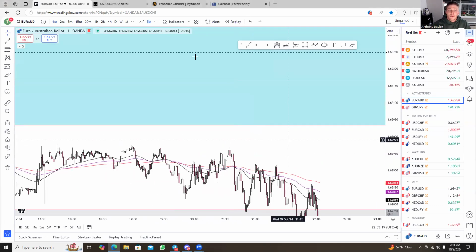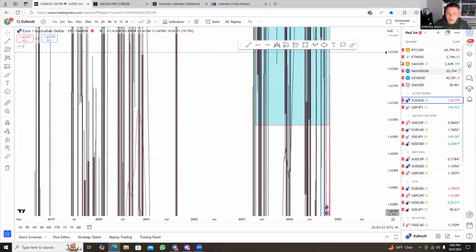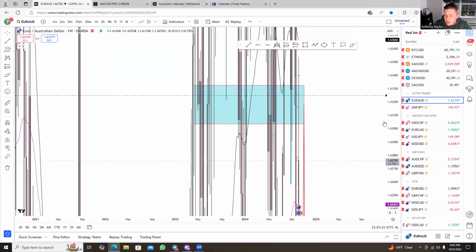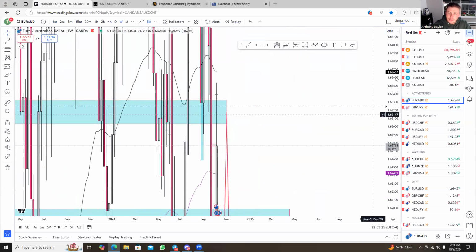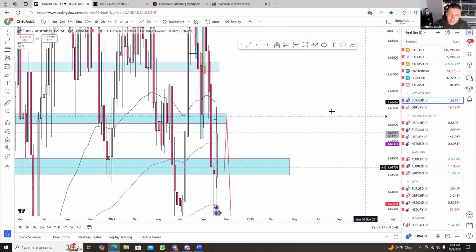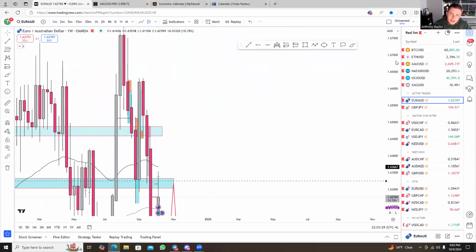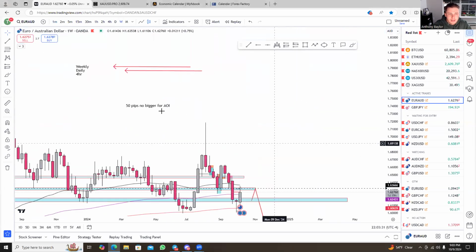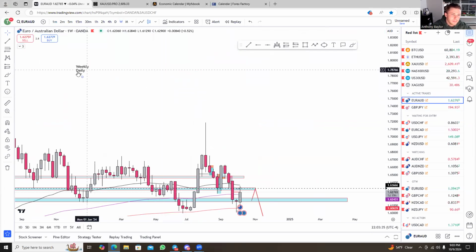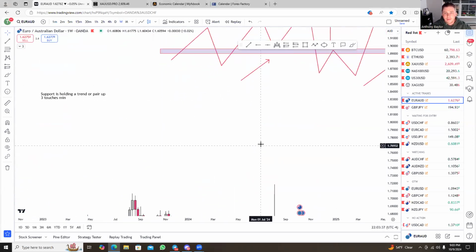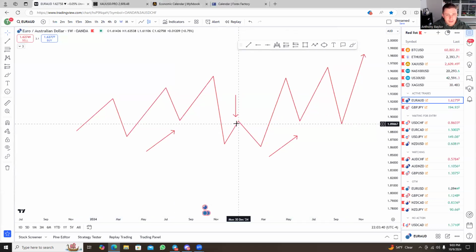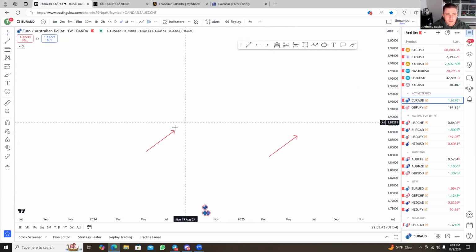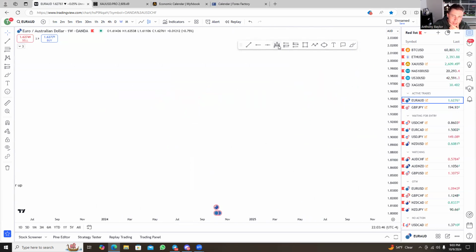So let's go over head and shoulders, inverted head and shoulders, double top, and double bottoms, what they mean, and why they are important. First off, let's get rid of all this crap here. So, what is a head and shoulders?